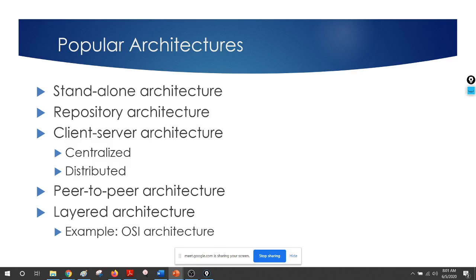right? So let's look at some popular architectures. If you are aware of architectures only, you will pick one of those architectures which is best suited for your application.